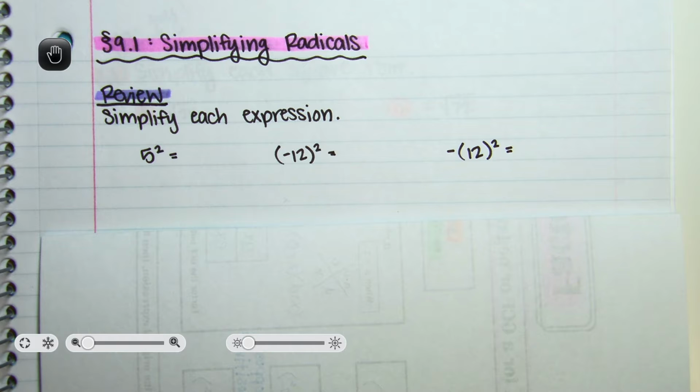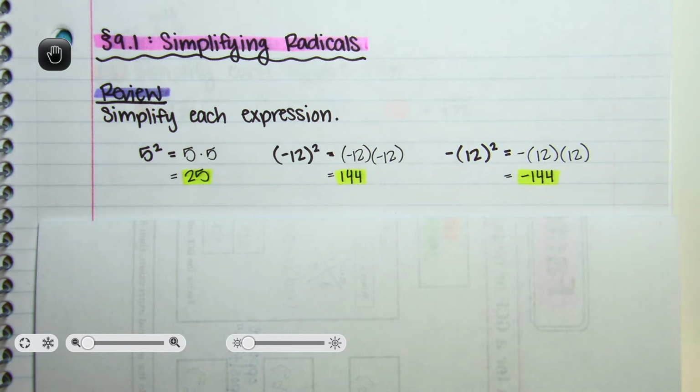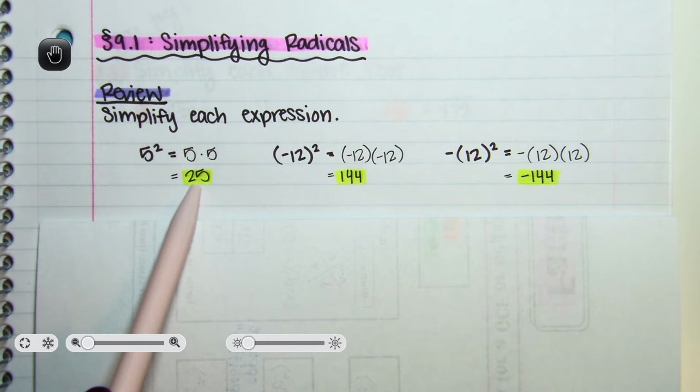So first thing I want you to do is go ahead and simplify each of these. Just simplify each of these. So push pause, and then when you're ready to check, push play. Go ahead and check your work for each of those. So 5 squared is just 5 times 5, which is 25.